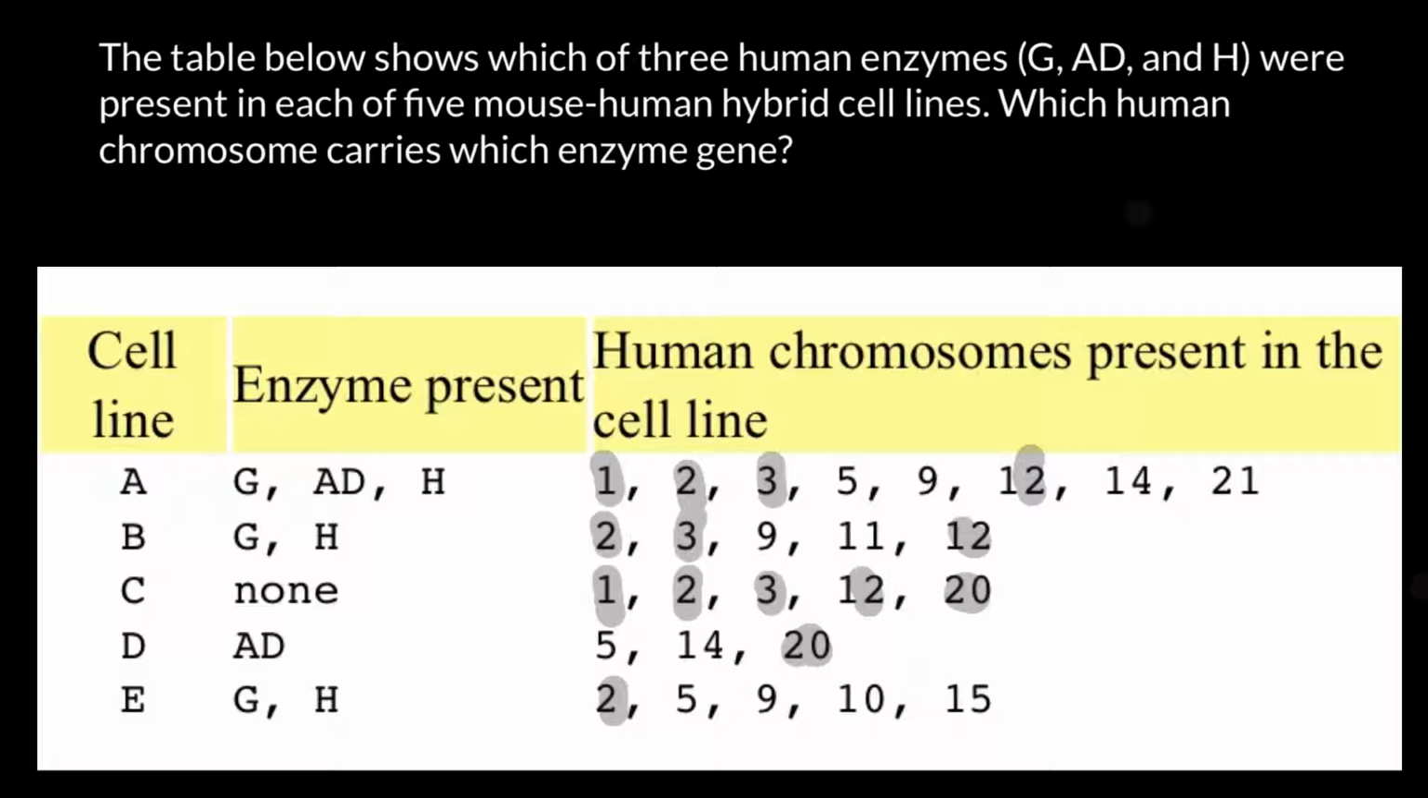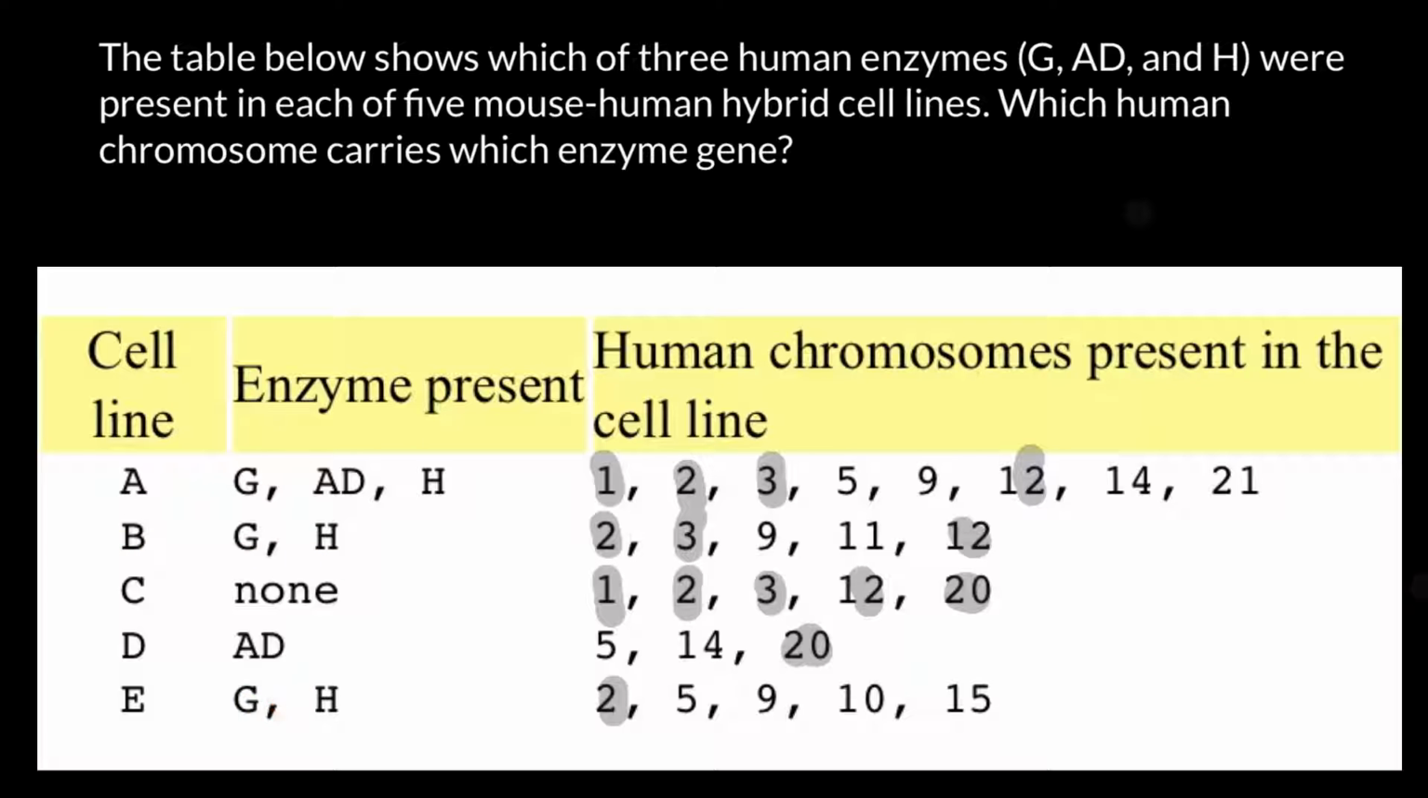We have, for example, cell line D with only 2 chromosomes left. So this enzyme can be on either chromosome number 5 or 14. We also have this enzyme in cell line A. Here it is, and we have both chromosome number 5 and number 14. So so far it doesn't help us to find on which of the chromosomes this enzyme is. So let's pay attention to cell line E and cell line B.